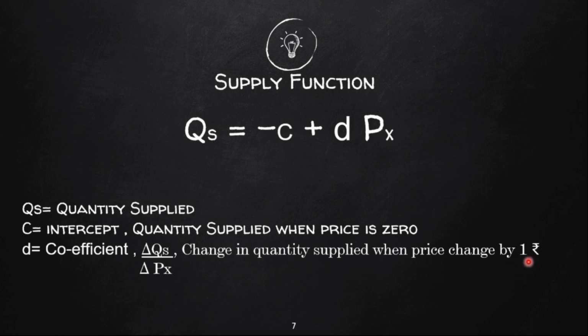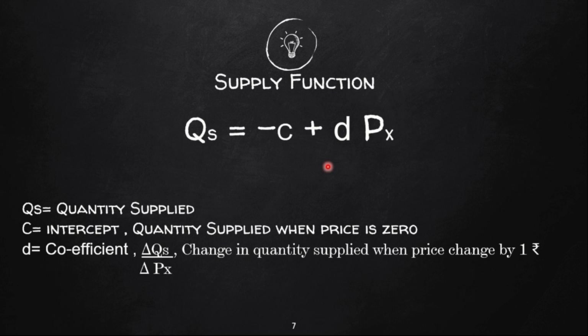rupees 1, and it is denoted as delta Qs upon delta Px, and it is read as the change in the quantity supplied due to change in price. The negative sign before the c parameter tells that there will be negative quantity supplied when price is 0, and the positive sign before the d parameter tells that there is a positive relationship between price and quantity supplied.